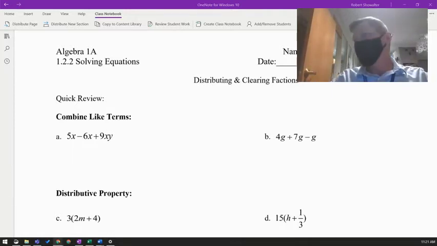This is 1.2 day 2. Our goals today are to talk a little bit about combining like terms, the distributive property, and what that means to solve equations. So here we go. Let's get it.